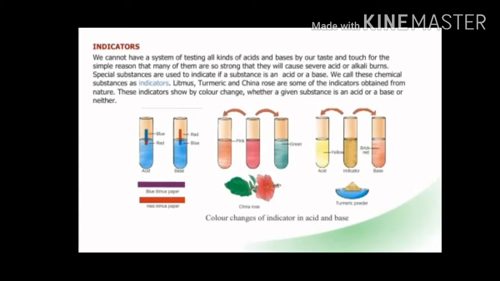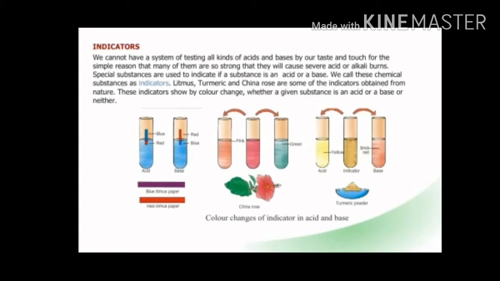So these substances are called indicators, or we can say the indicators are the substances which help us in identification of the given substance as acid, base or neutral substance. Now the indicators are of many types: naturally occurring and man-made indicators.